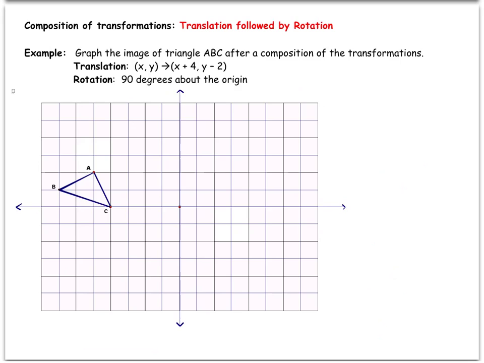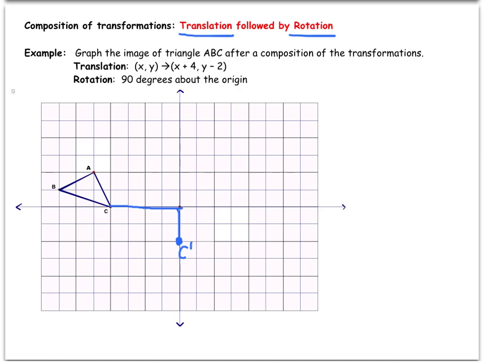A second example of the composition of transformations is a translation, which we're then going to follow with a rotation. So we'll start with the translation. And the translation is defined by changing the x value by adding 4 to it, and the y value moving it down by 2. So each of these values, we're going to move over 4, 1, 2, 3, 4, to the right and down 2. And I'm going to do that for all of them.